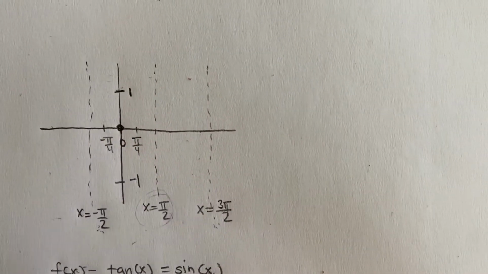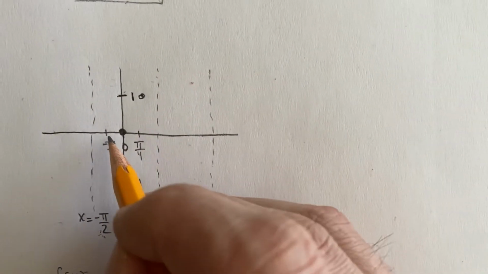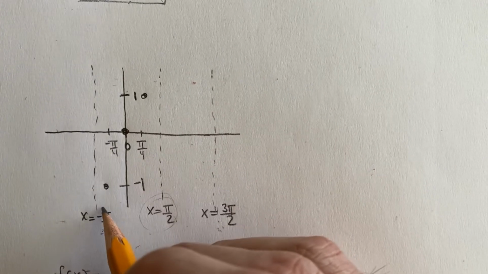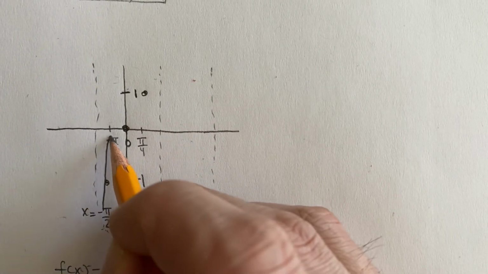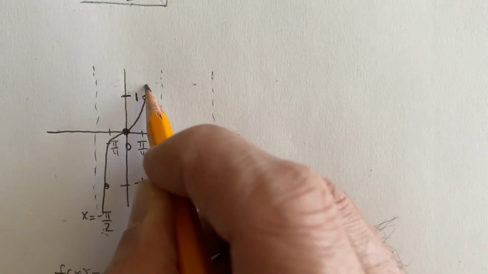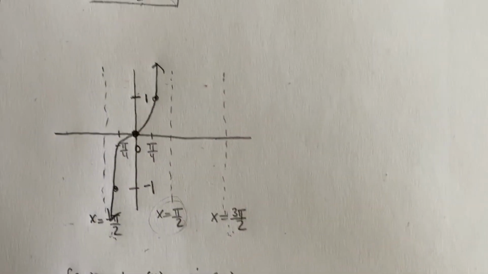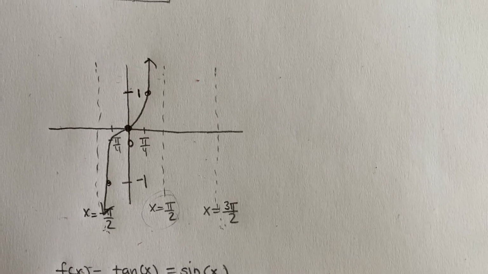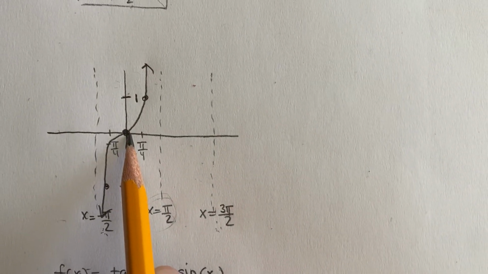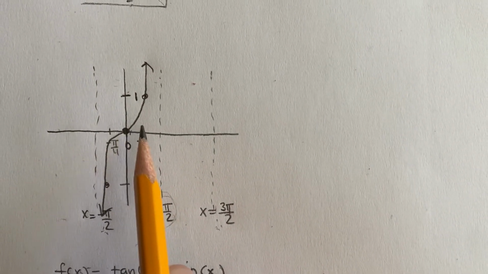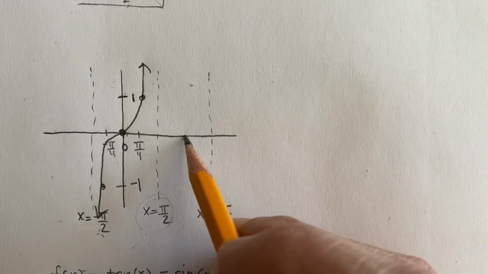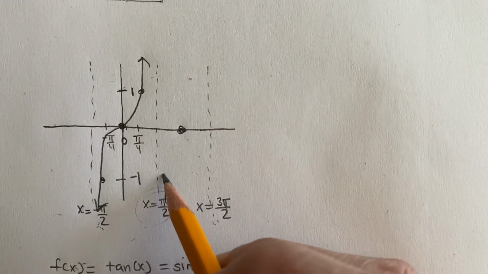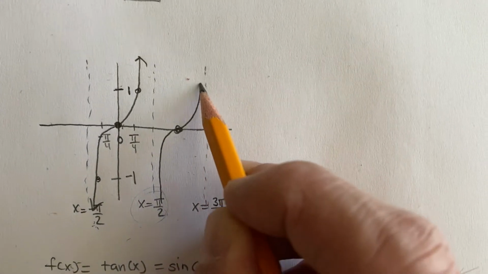Okay, so at pi over 4, we have +1. At negative pi over 4, we have -1. And your graph kind of looks like your cubic function. It just looks like this. And that's pretty much it. This graph is periodic, so it's going to look identical over here. Okay, so for this portion of the graph, it's going to look like this as well.